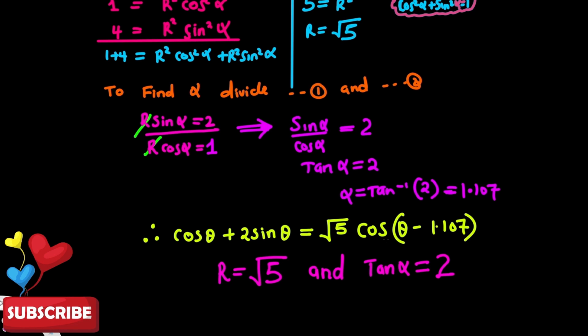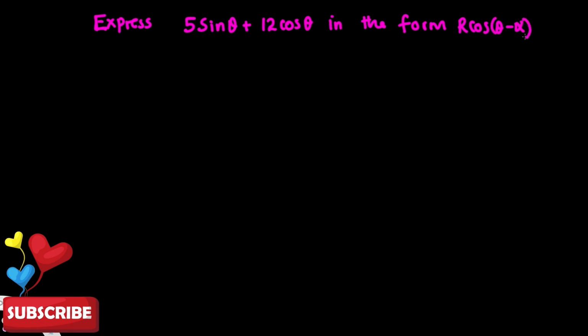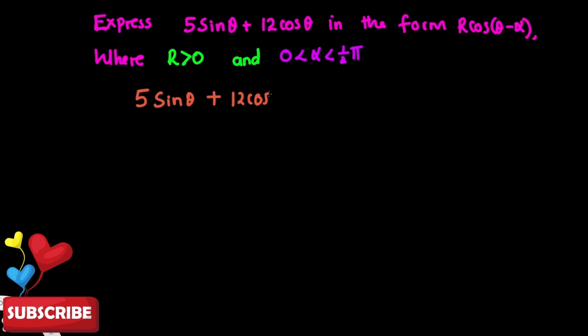We need to move to the next question, and this now becomes the last question that we're going to look at as per this particular tutorial. And we're supposed to express 5 sine theta plus 12 cos theta in the form r cos(theta minus alpha). So you need to be careful with the arrangement, and we are given also the range of alpha, and let's go straight ahead and try to follow the steps that we've been discussing all through.